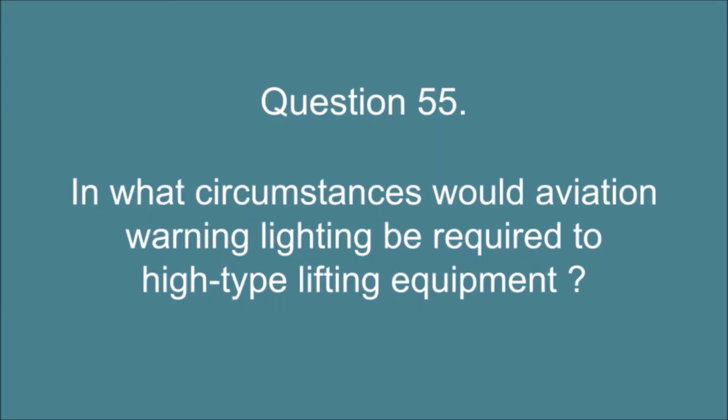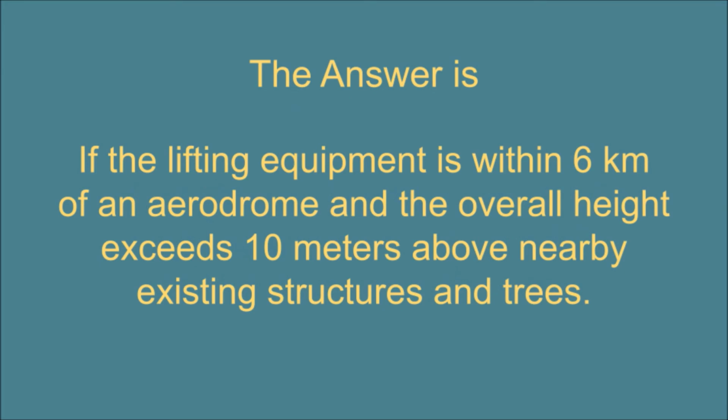Question 55. In what circumstances would aviation warning lighting be required on high-type lifting equipment? The answer is: if the lifting equipment is within 6 kilometers of an aerodrome and the overall height exceeds 10 meters above nearby existing structures and trees.